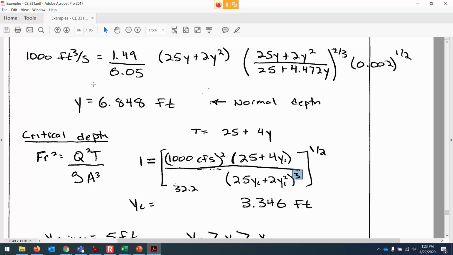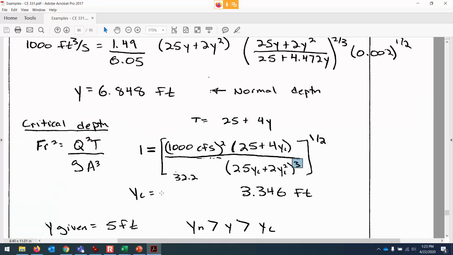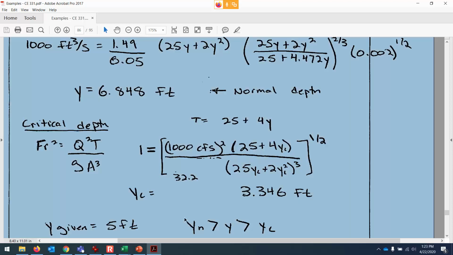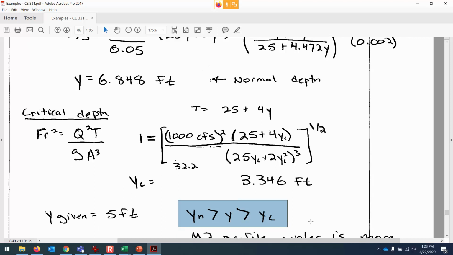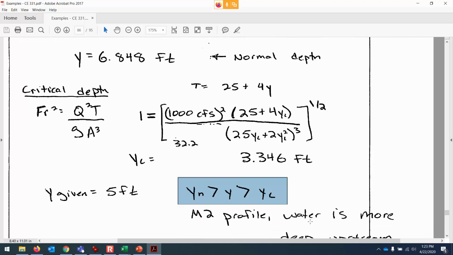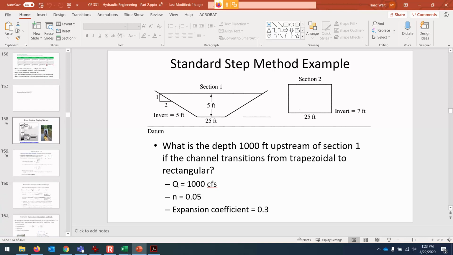And then our actual depth: the problem statement says that our measured flow depth here is 5 feet. So a given flow depth of 5 feet is between the normal and the critical depth. That means that we're in zone 2. This is an M2 profile. Let's refresh our memory of what an M2 profile looks like.